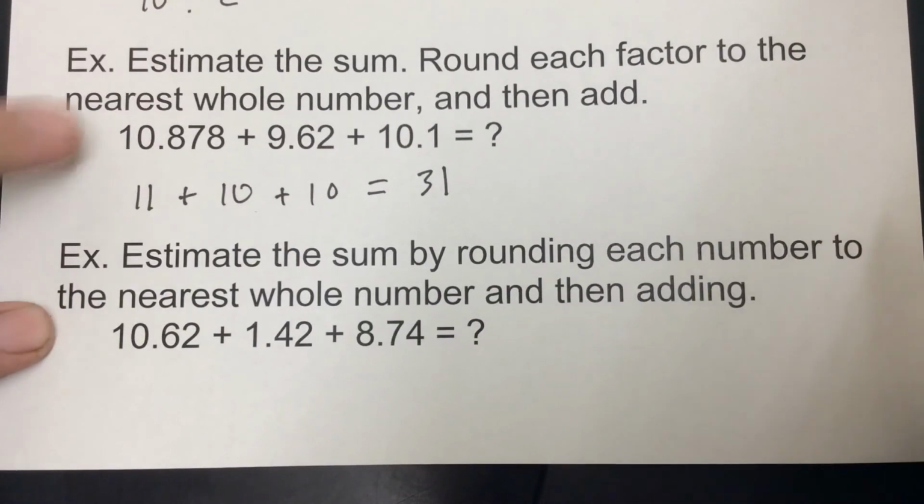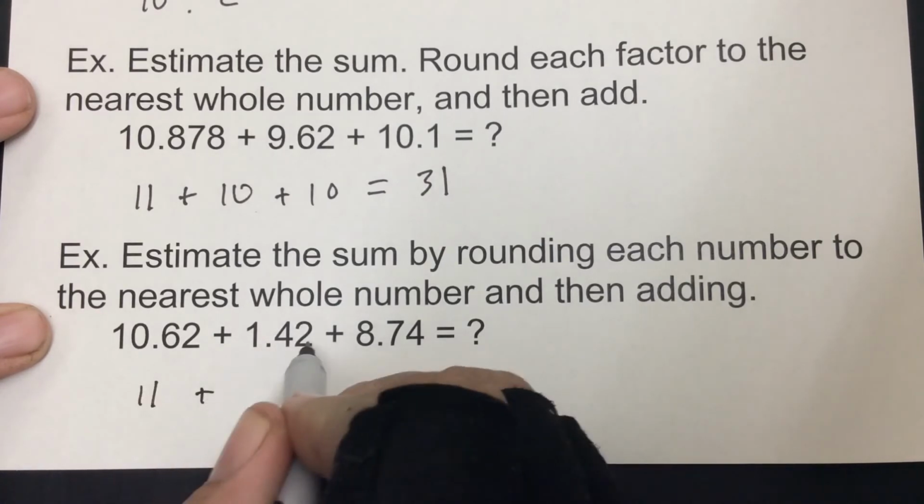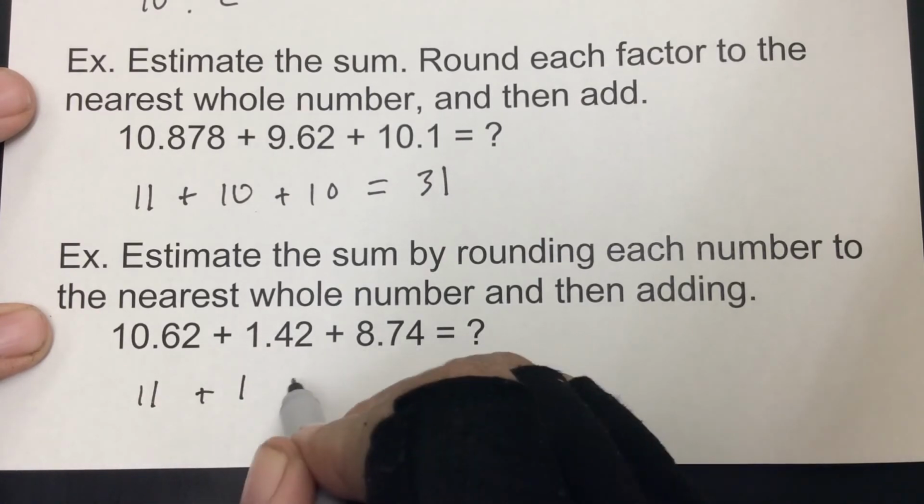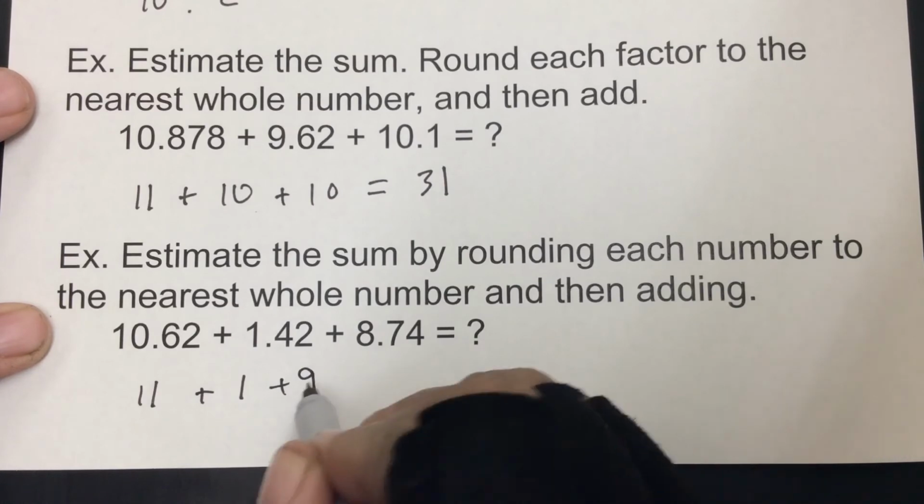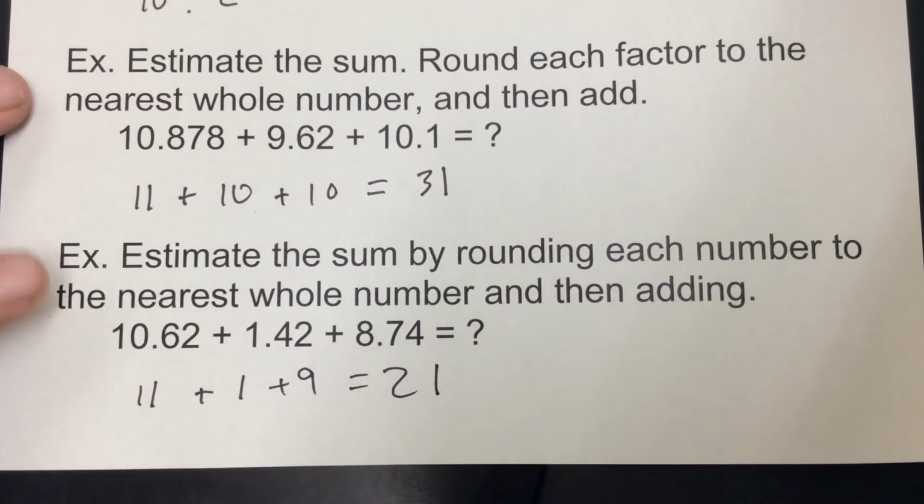So for rounding the nearest whole number here, so 10.6 is going to round that up to 11. 1.4 keeps it a 1, and 8.7 will make that up to a 9. So 1 plus 9 is 10. 10 plus 11 is 21.